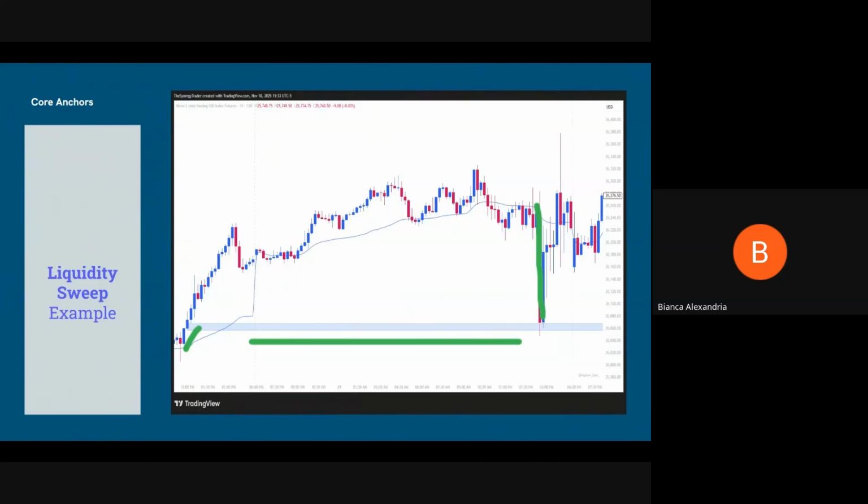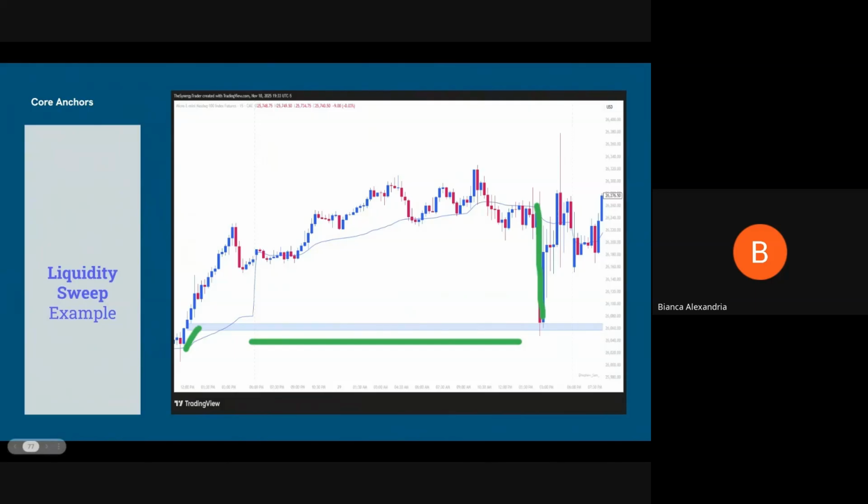Now, granted, there are fair value gaps on all time frames. However, the bread and butter is literally at the 15 minutes. So you might have a 4-hour, but if there's also a 15-minute fair value gap there, that's extra confirmation that price wants to do something. Either it wants to continue, or it wants to take that liquidity and reverse.